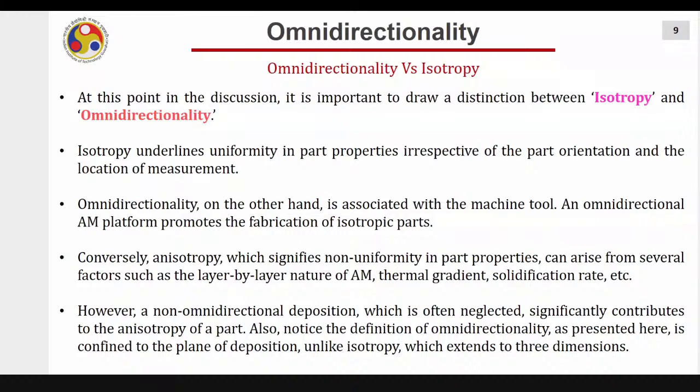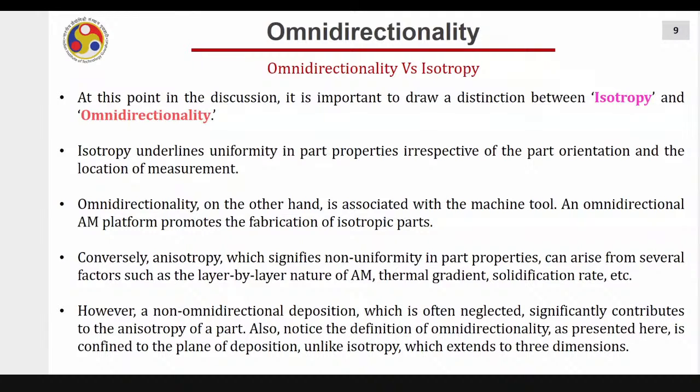It is important to draw a distinction between isotropy and omnidirectionality. Isotropy underlies uniformity in part properties, irrespective of the part orientation or the location of the measurement. Correct? While omnidirectionality, on the other hand, is associated with the machine tool. And an omnidirectional additive manufacturing platform promotes the fabrication of isotropic parts. Conversely, anisotropy, which signifies non-uniformity in the part properties, can arise from several other factors also, not only from an omnidirectional or non-omnidirectional machine tool.